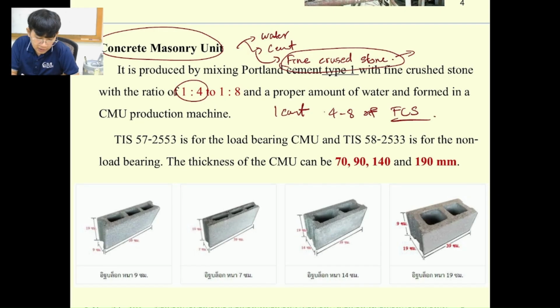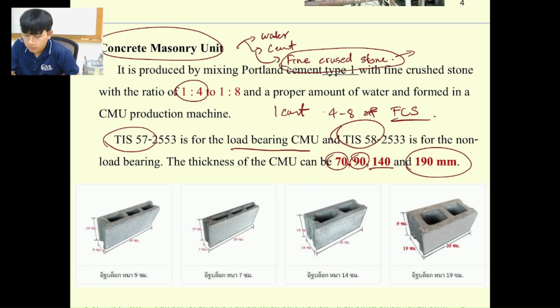And then we also have the TAS standard 57 for the load bearing CMU, and then we have TAS 58 for non-load bearing CMU. And normally we have 4 sizes in thickness. For example, starting with 70, 90, 140, and 190 millimeters. The smallest size is 70. This one is 90. This one is 140, and this one is 190.